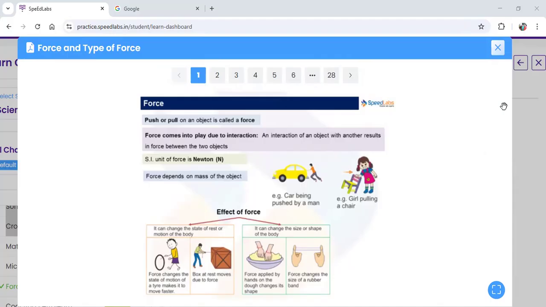Next, you can see here, it can change the size and shape of the body. Force applied by the hands on the dough changes its shape. In our home, our mother, while making chapati, applies force and the shape and size of the dough is changed. Yes or no? Force changes the size of a rubber band. If you stretch a rubber band using both hands, you can see the size and the shape will change. Yes or no?